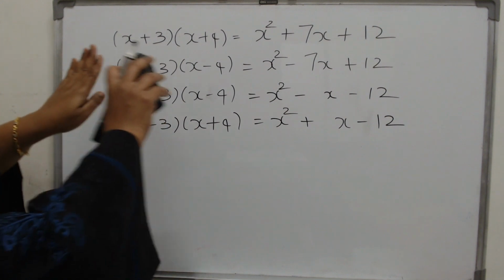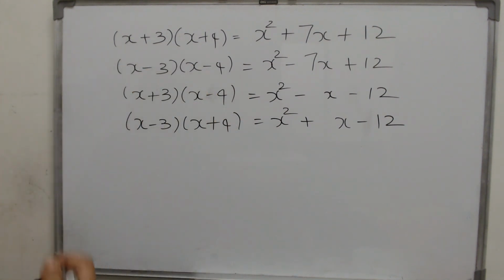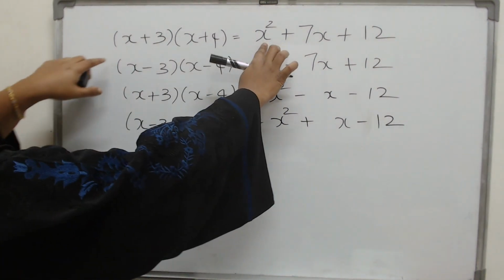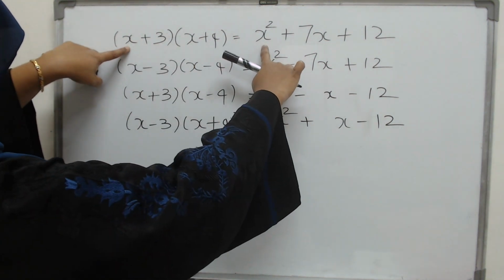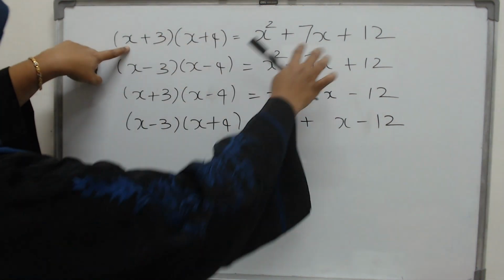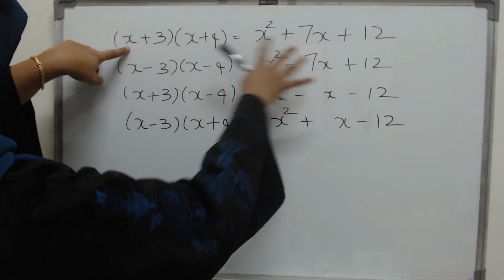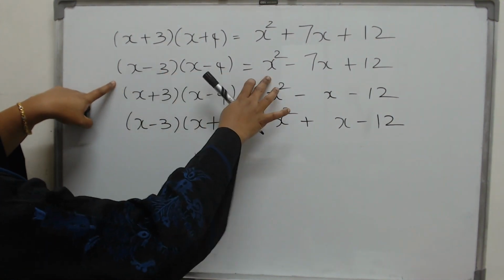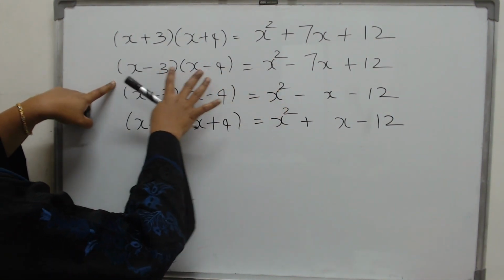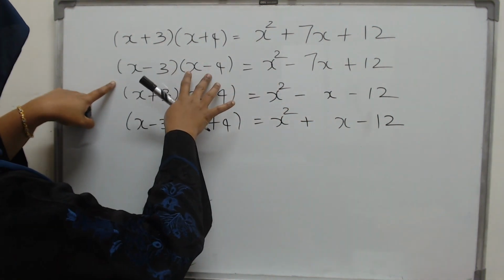And how will you expand it? Don't go through all the motions. We just start using the identity. What is the identity? The first term here will be this into this, x into x, that will give you the first term. And the second term is what? x into the sum of these two. 3 plus 4, 7. 3 into 4, 12. Again, here the first term is x square. Minus 3 minus 4, minus 7. Minus 3 into minus 4.